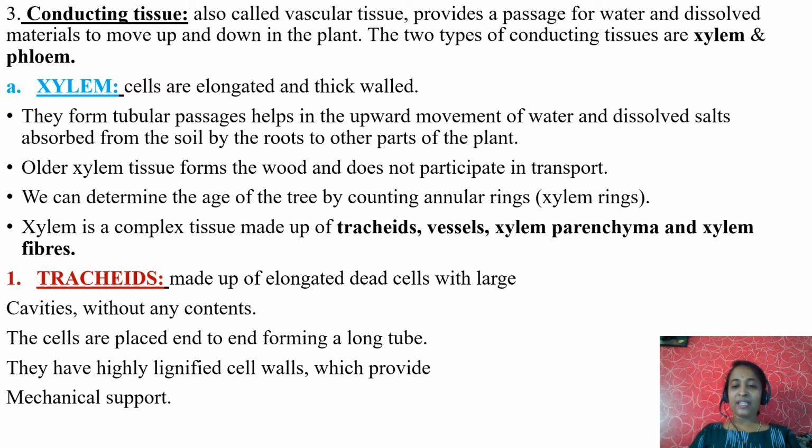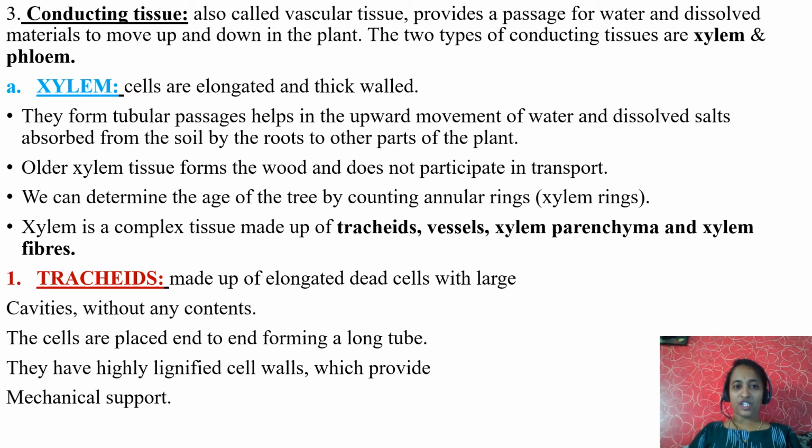Next, older xylem tissue forms the wood and does not participate in transport. Say for example, once a year xylem tissue becomes wood and it is dead in nature, it will not conduct any water or mineral salts after 1 year. So by counting the layers of wood, also called annular rings, you can count the age of a tree. So we can determine the age of a tree by counting annular rings, that is xylem rings, which are formed each and every year once.